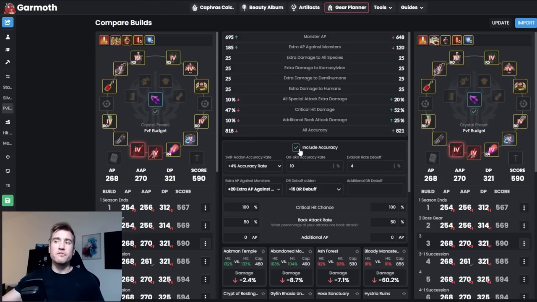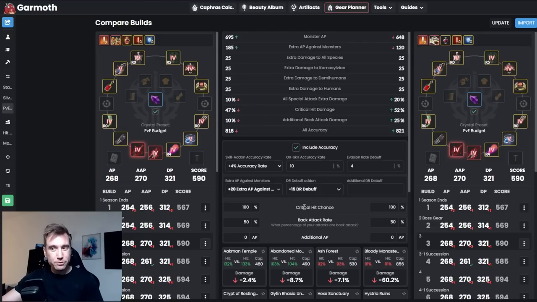On top of that, we've added accuracy into the mix. But as you'll see, you'll probably hit your 100% hit rate, even though we don't have anything special here. There is a bit more accuracy because of the Cron Meal over here, but you'll see we have 100% hit rate in a lot of places.